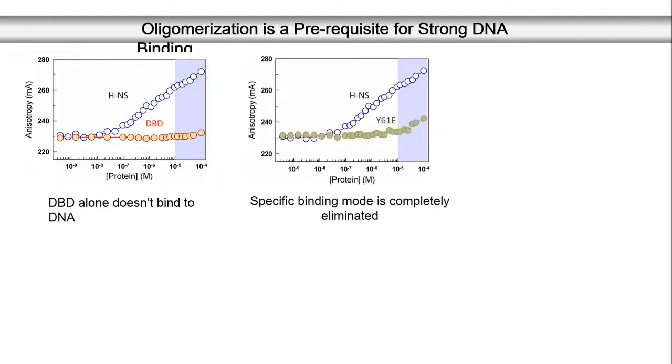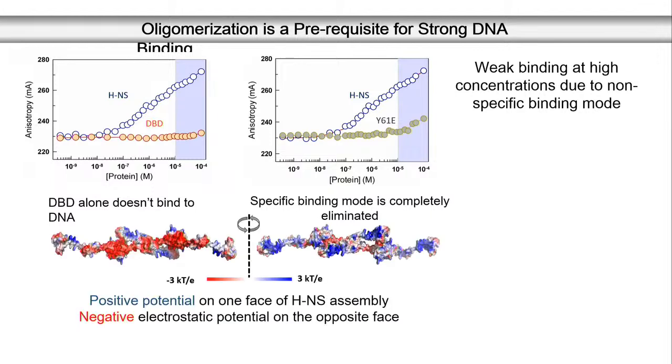But now when we introduce this Y61E mutation, which means it's a phosphomimetic mutant that has only a dimer, this dimer is unable to bind DNA or binds only very weakly to the DNA, indicating that oligomerization is a prerequisite for DNA binding, which is the first of its kind that we have observed.